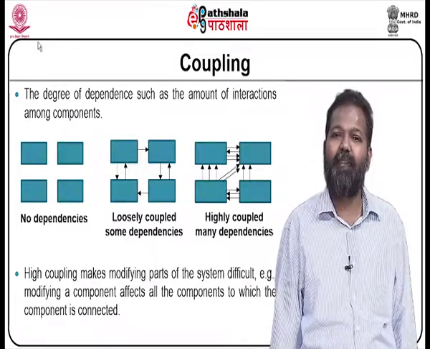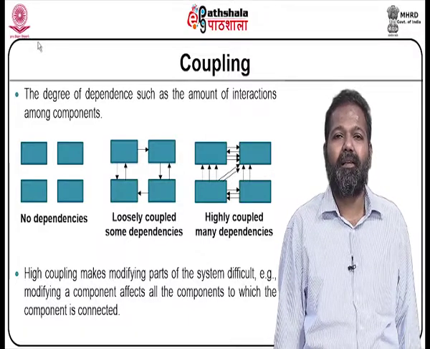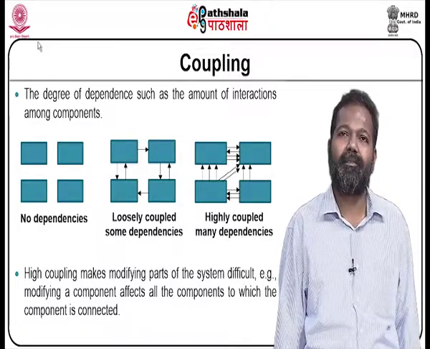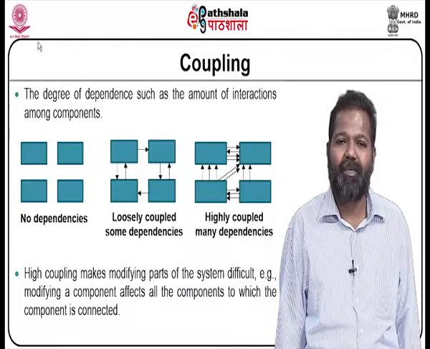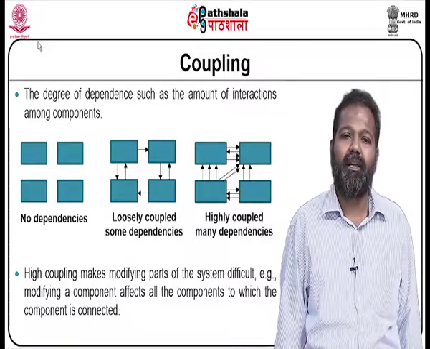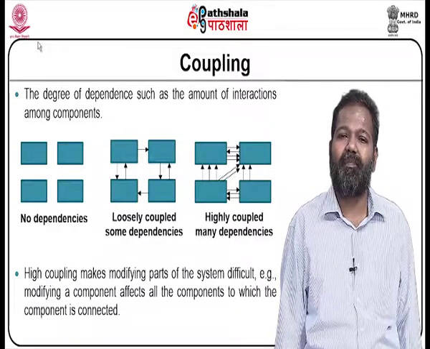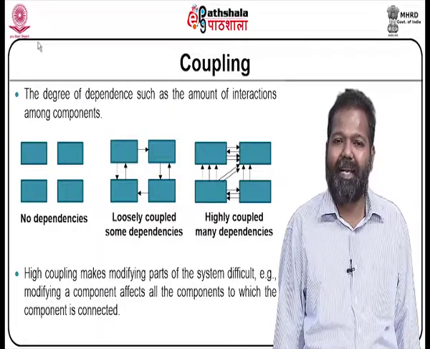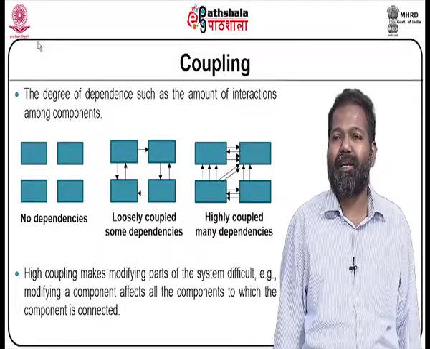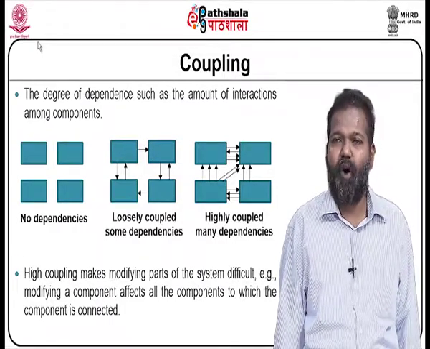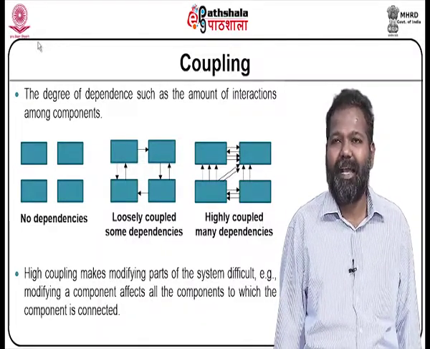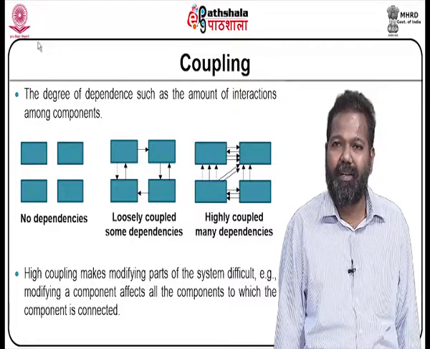The second diagram illustrates components that are loosely coupled having some dependencies. The third diagram illustrates components that are highly coupled, many dependencies. A module must have low coupling. High coupling is not preferred.